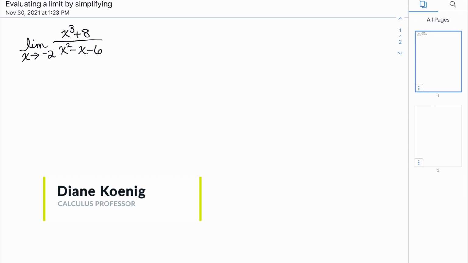Hello, and welcome to the video on evaluating the limit as x approaches a numerical value of a rational expression that is in indeterminate form, and then by simplifying. So when we're looking at this limit question, I have the limit as x approaches -2 of x to the third plus 8 over x squared minus x minus 6.